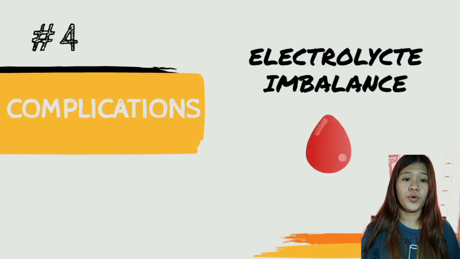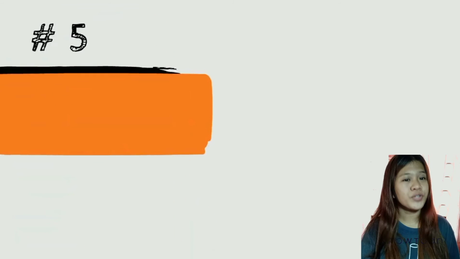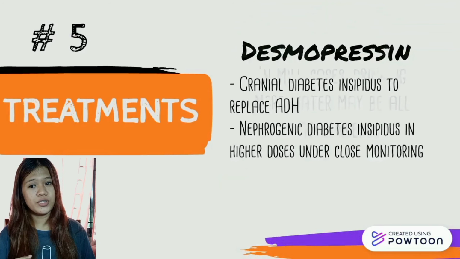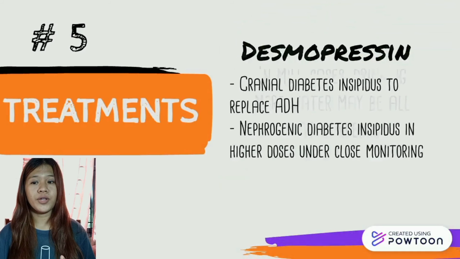There's no such cure in diabetes insipidus. That's why, and number 5, let's talk about its treatments. First is the use of vasopressin, a synthetic antidiuretic hormone. It is given either as a nasal spray, tablets, or injections. This controls the urine output and fluid balance and prevents dehydration.